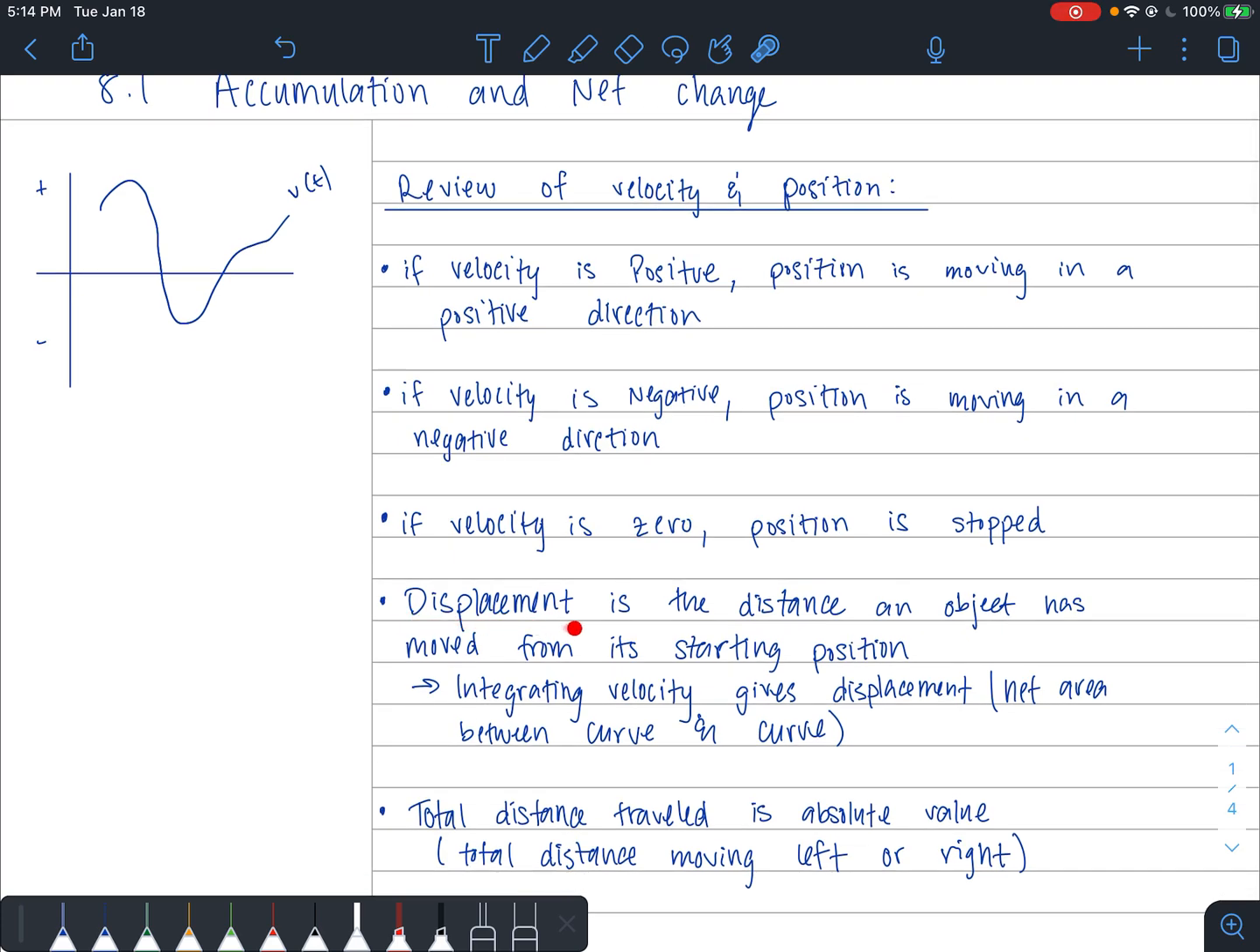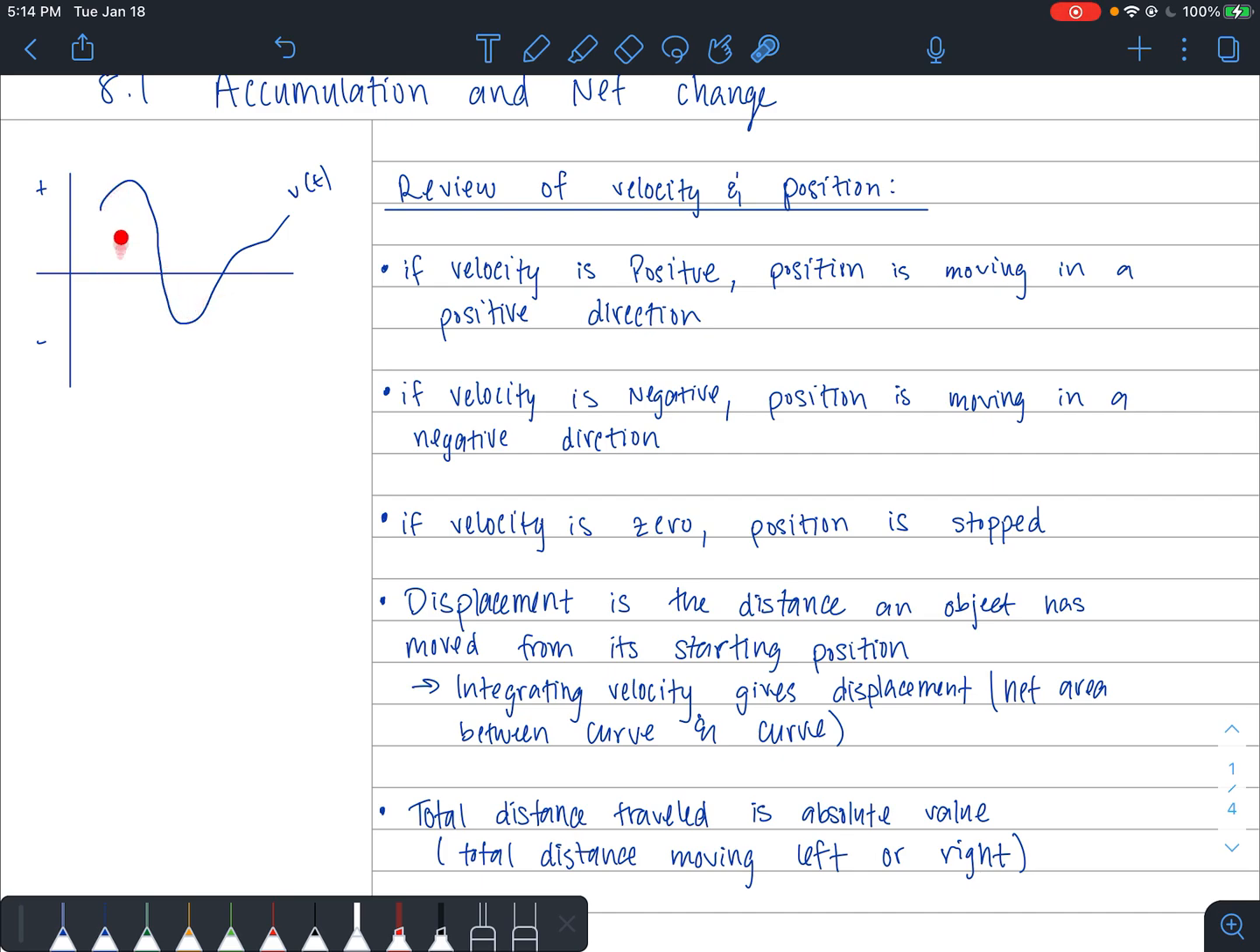Okay, now let's talk about what displacement is. So displacement is the distance an object has moved from its original starting point, from its initial starting point. So if it starts at 5 meters or something like that, or moves 5 feet ahead, then if we calculate the area under the curve, we can find its displacement. So pretty much it's the net area between the curve and the x-axis right there. Okay, so for net area, what that means is that it accounts for the negative area here.